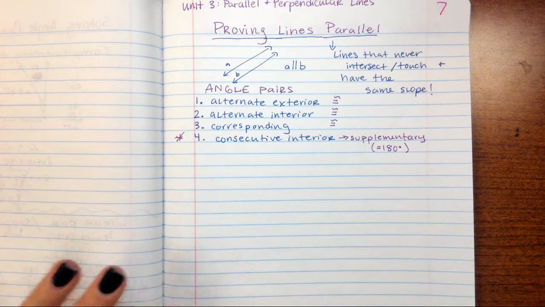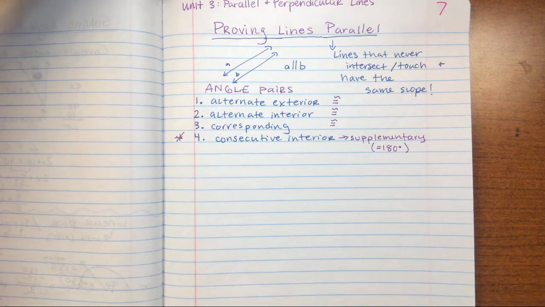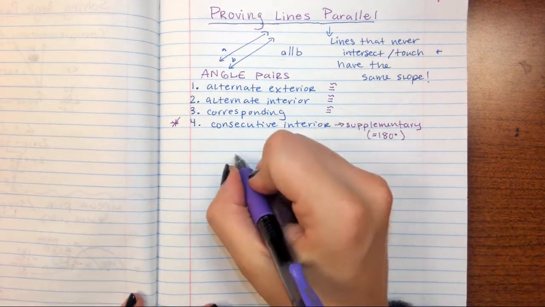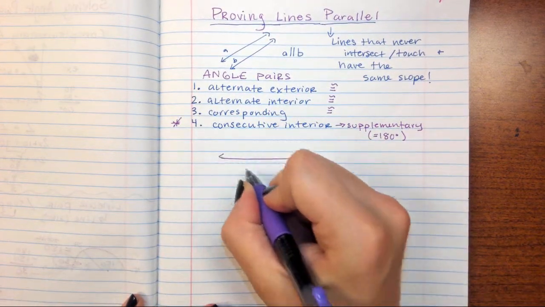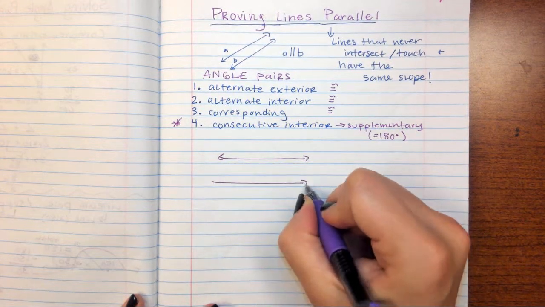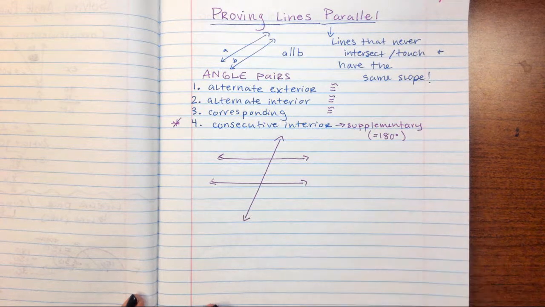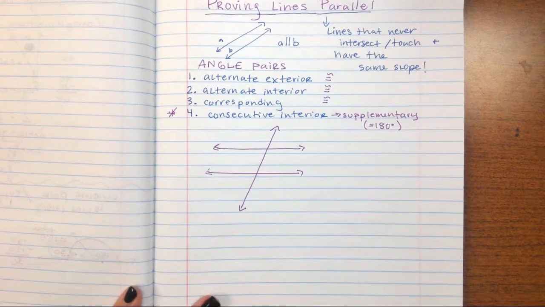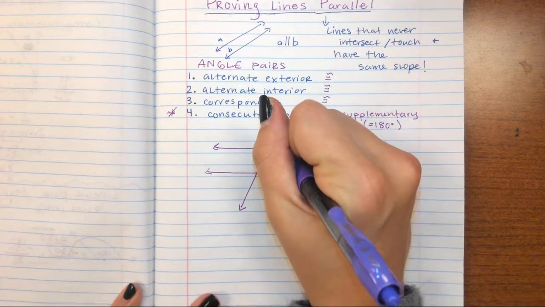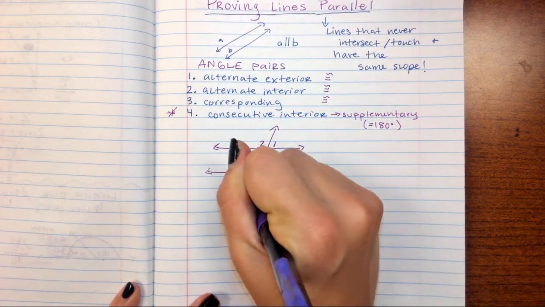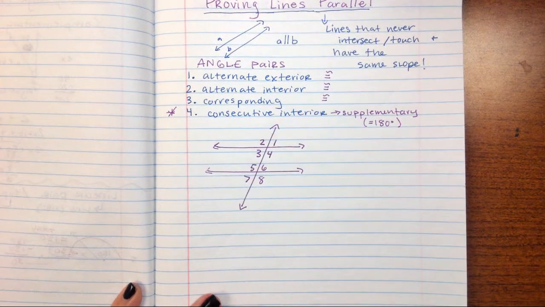Okay, so we're going to do a quick example with this. In order to give you an example, what you want to do is draw two parallel lines and then go ahead and draw a transversal through it, which is just a straight line that's going to intersect both of those lines. We're going to label this 1, 2, 3, 4, 5, 6, 7, and 8.